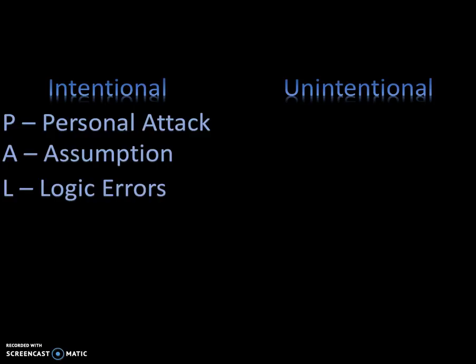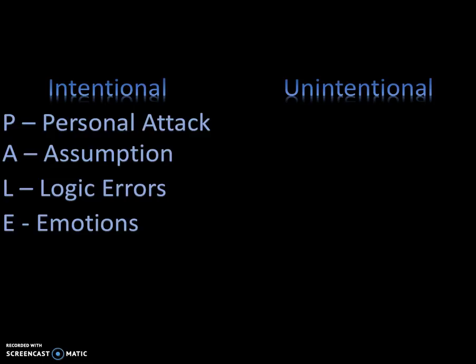I was once taught when I encountered an argument that I needed to check to see if the claim and evidence was PALE or not. What PALE stands for is personal attacks, assumptions, logic errors, or emotions. If the evidence or the claim or the argument in general is using one of these criteria or multiple pieces of this criteria, I know that I'm probably dealing with a fallacy.